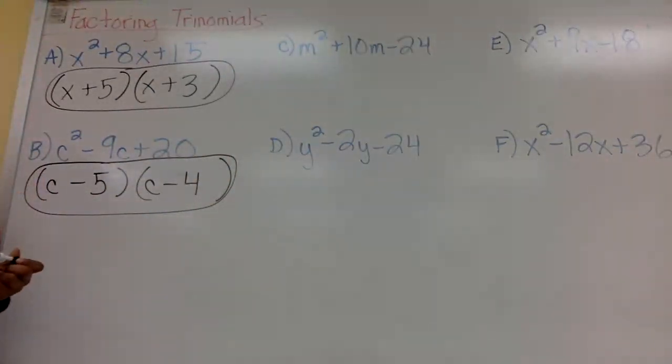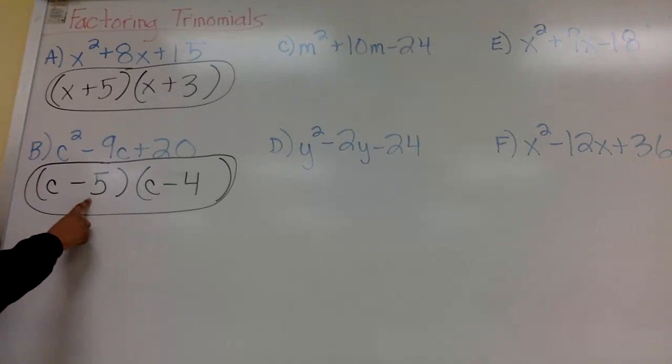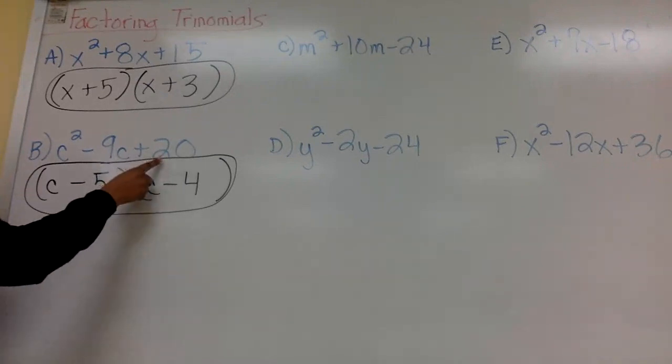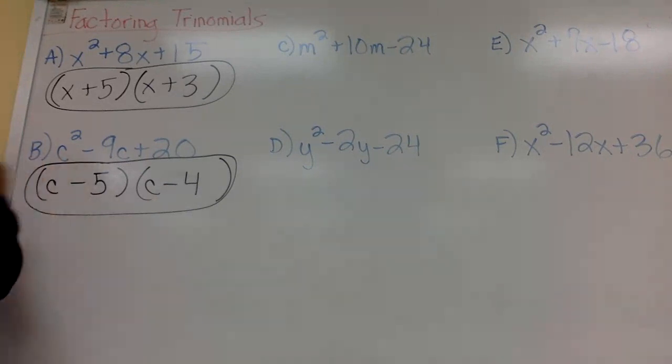Okay, so I'm going to sound like a broken record, but just for your benefit, multiply this out either in your head or actually multiply it out. You should get the original problem. Negative 5 times negative 4 is positive 20. Check. Negative 5 plus negative 4 is negative 9. Check. So this is our final answer.